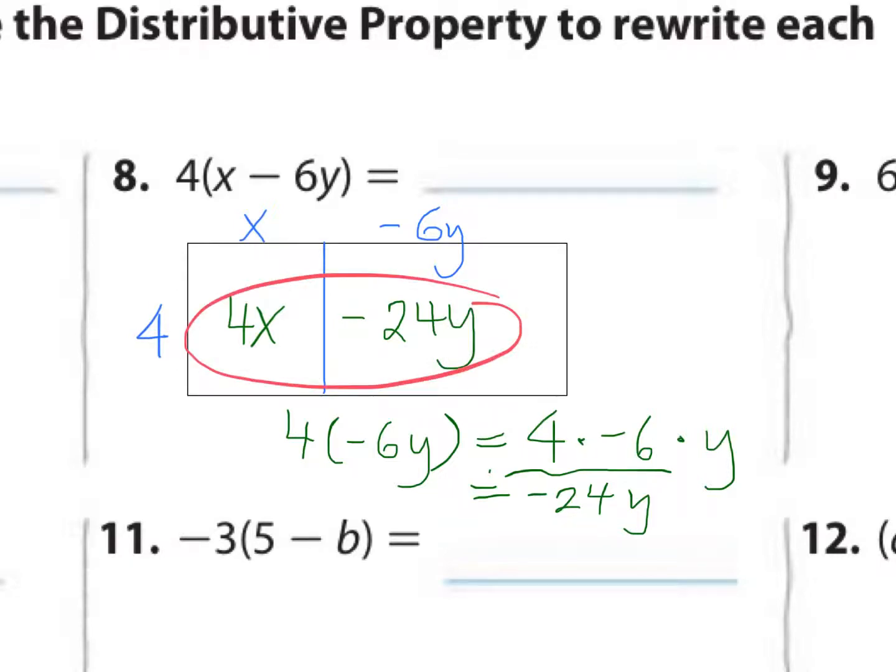Well, you can't really combine them because they are not like terms. One has an x, the other one has a y, so they are not the same thing. You cannot put them together. So your answer is just going to be 4x minus 24y. Let's write down your final answer. It's 4x minus 24y.